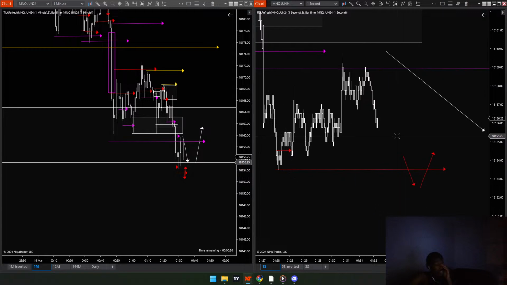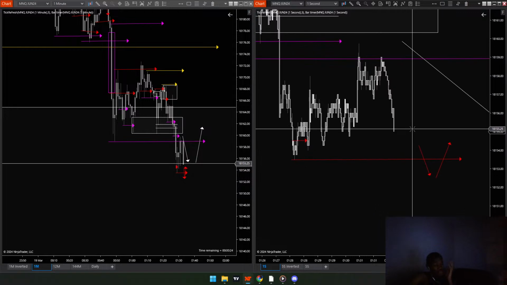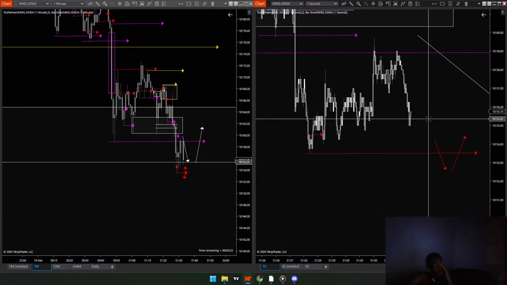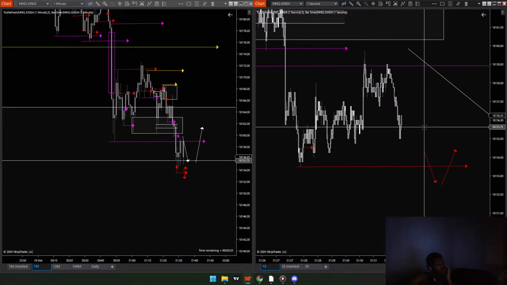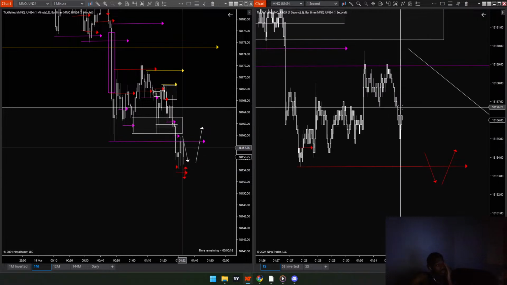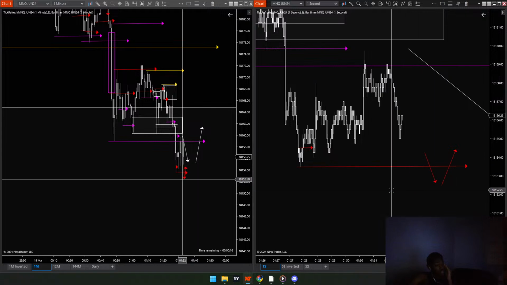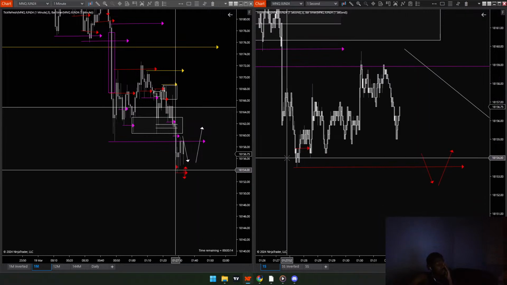Because even though it's just a little bit more patience, that's all it really is. Just a little bit more patience. More times than not, you usually do see price come back and take out the people that chase price.